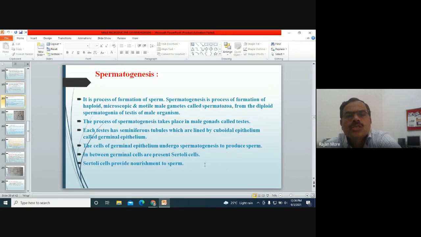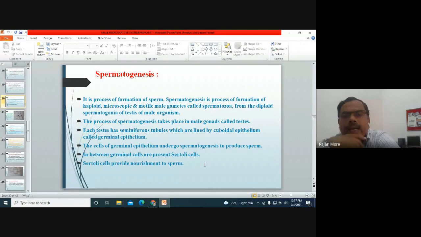Then the process of spermatogenesis. So it is the process of formation of sperms. In spermatogenesis, sperms are developed from the diploid spermatogonia, a microscopic structure, and it is converted into the gamete known as the sperm or the spermatozoa.